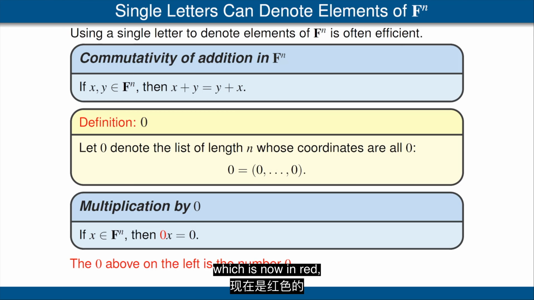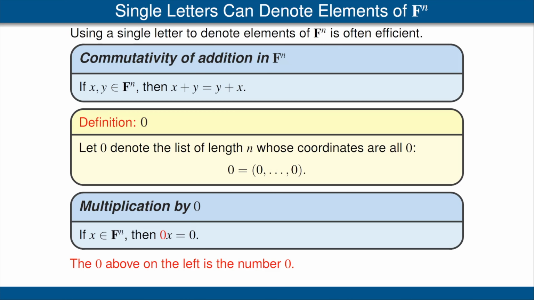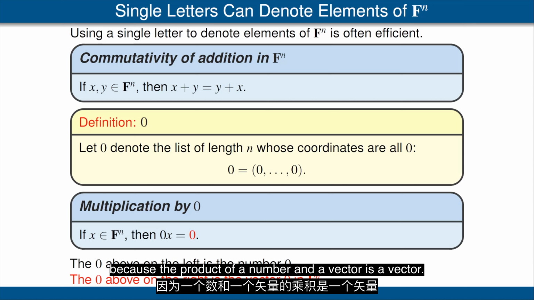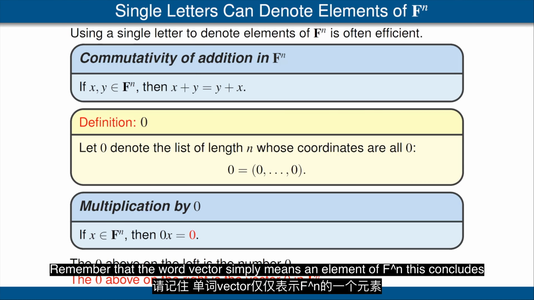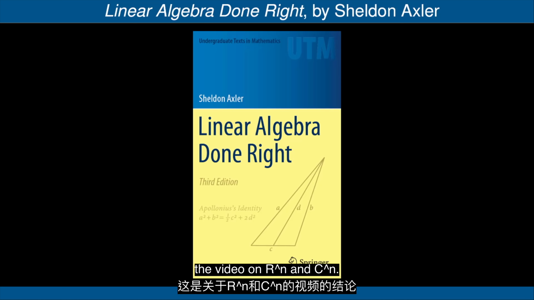The 0 on the left, which is now in red, must be the number 0, because we have not defined the product of two vectors. The 0 on the right, which is now in red, must be the vector 0, because the product of a number and a vector is a vector. Remember that the word vector simply means an element of Fn. This concludes the video on Rn and Cn.